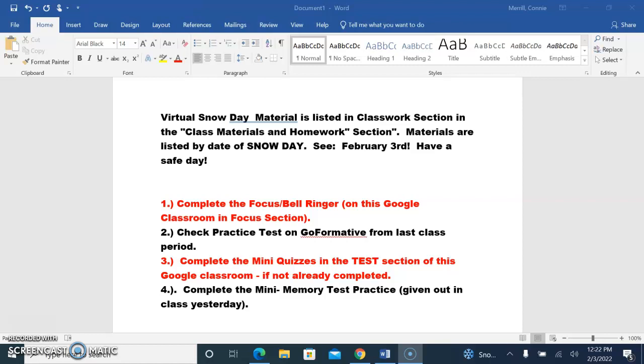And then secondly, I want you to check the Go Formative practice test that you did in class yesterday. So double check that, make sure you have that submitted, check your answers.